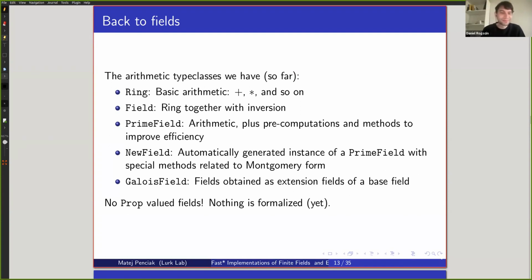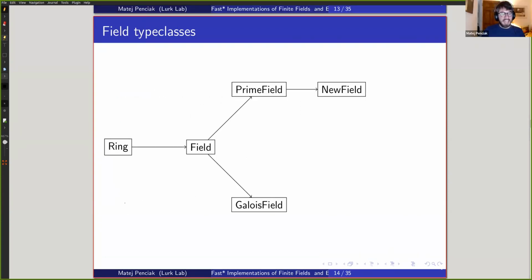Okay, so this is the hierarchy for how different things extend what. The ring and field provide the basic arithmetic properties about rings and fields. Galois field is here so that we can start doing computations with field extensions. Prime field is so that we have some additional optimizations that are available for fields of prime order. And finally, NewField is here so that we have some additional optimizations related to Montgomery form, which I'll say some words about in a few minutes.